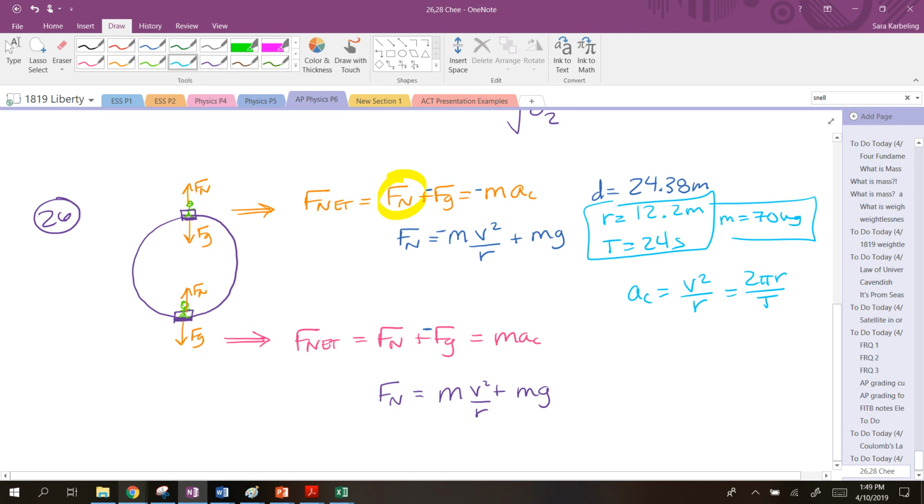Does that work? Ian, you look perplexed. Where did you get the negative at the top? Because the centripetal acceleration that it's experiencing is towards the center. So it's going down. Does that make sense? So the net force has to be going down at the top and it has to be going up at the bottom because it's always center seeking. So you will feel like you weigh more when you're at the bottom than you do at the top. This part here is just like the problem that we did before.